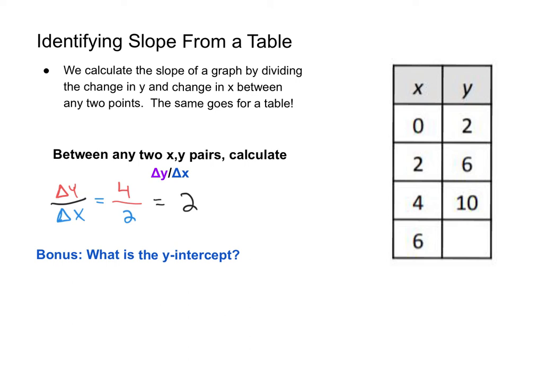And just for giggles, a bonus, what is the y-intercept? Well, our y-intercept is where our line crosses the y-axis. And while we don't have a physical line to see, what we also know about our y-intercept is where x is 0. So x is 0 right here, which would mean that when we graph this line, that would be our y-intercept.